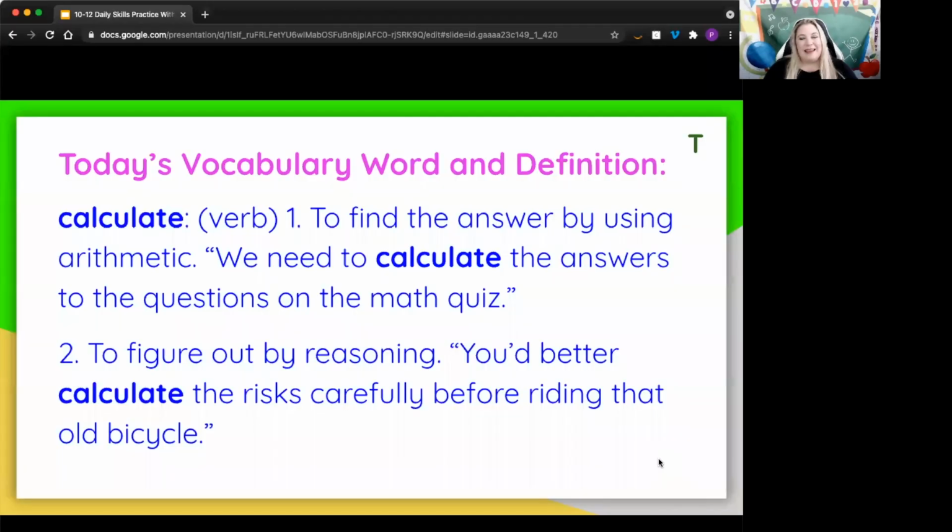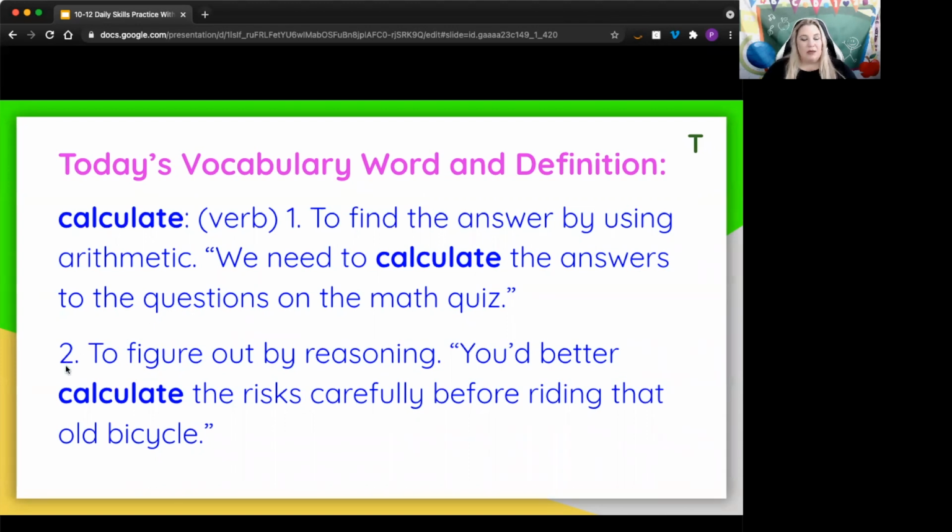Today's word of the day is calculate, which is a verb. It's something that we do. This one has two different definitions. It means to find the answer by using arithmetic, like used in this sentence: We need to calculate the answers to the questions on the math quiz.